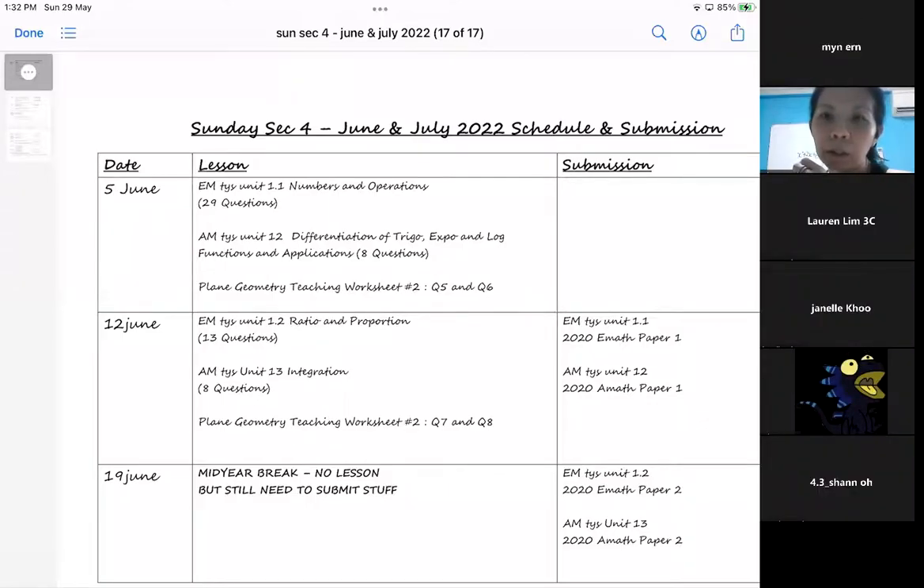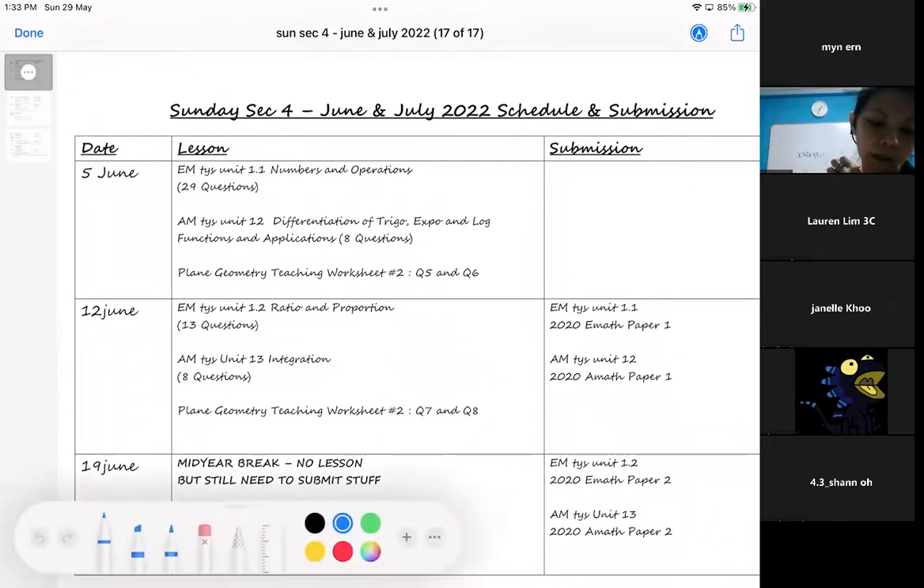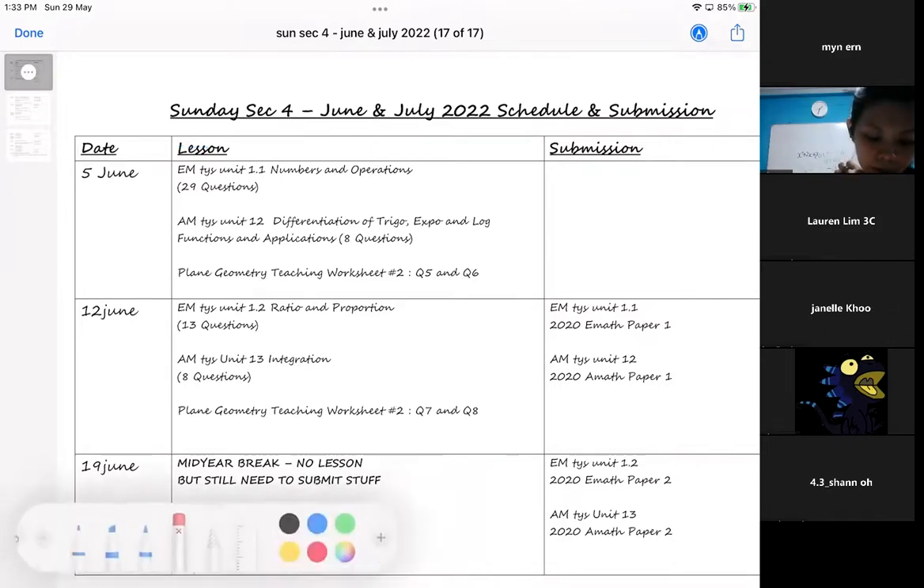Okay, so if you look at the schedule, starting from next Sunday, we will be attempting the E-Math series and A-Math series. Under the column lesson, that is what we'll be doing in class.